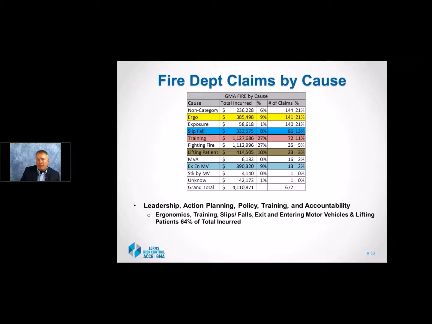But lifting patients is definitely something that's very specific. We have a very specific training process for this. We're piloting that in a couple of years. We're going to talk about that. And then exiting and entering motor vehicles. We have about $400,000 over that 3-year period where people are getting hurt getting in and out of fire trucks. It might sound simple, but it's something that we really need to focus on to try and resolve.